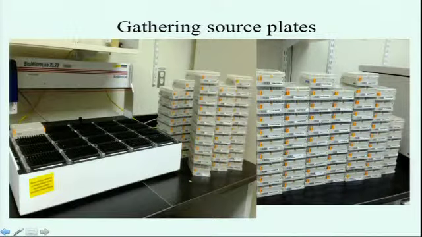So to actually start this whole rearray process, we need to go into the freezers and pull out all the source plates and get them ready to run on the robots. We have all the freezer locations on everything, so it's just going out, pulling out the appropriate source racks, and then loading them onto the robot to run.